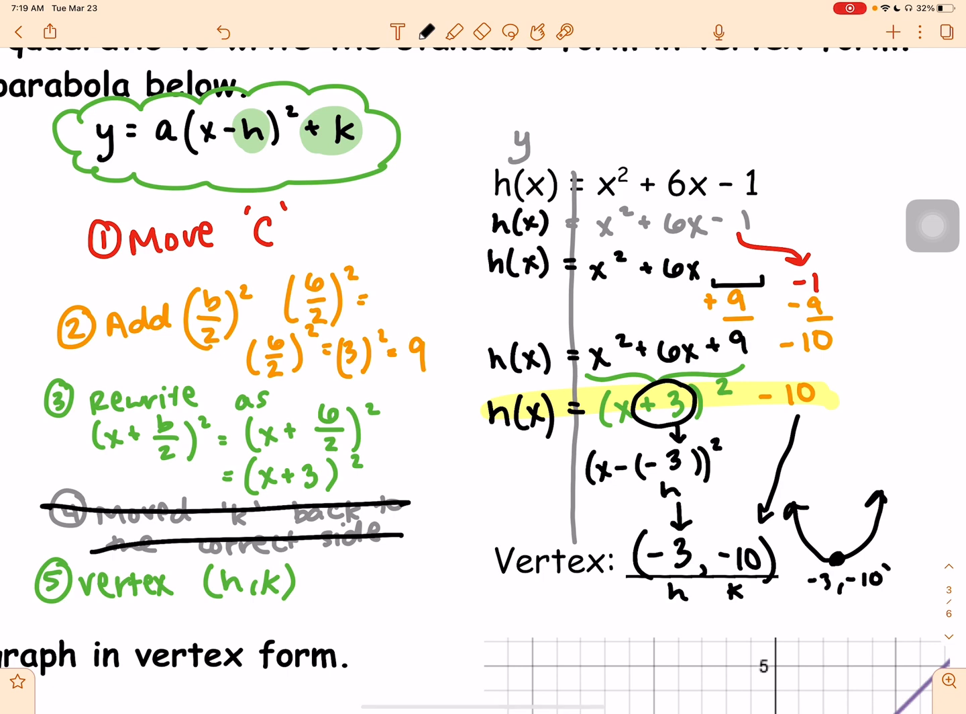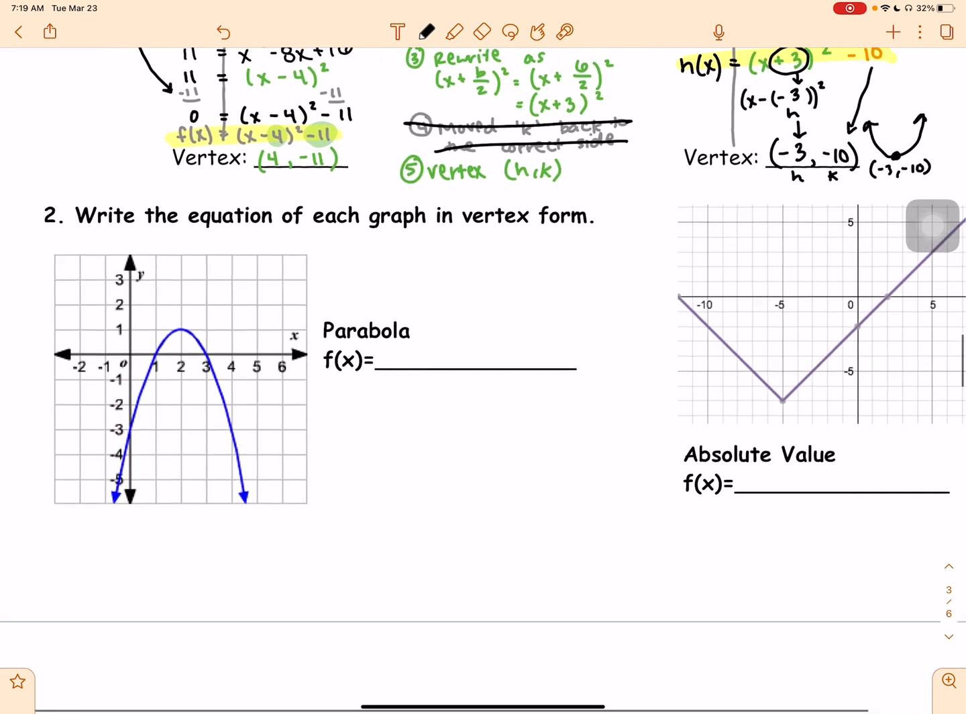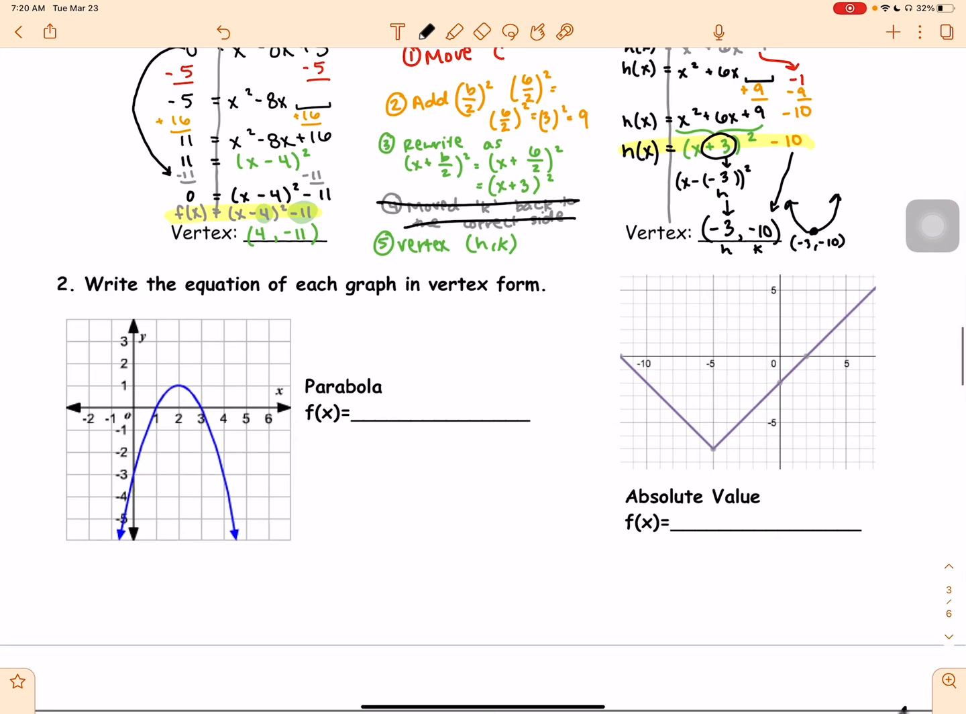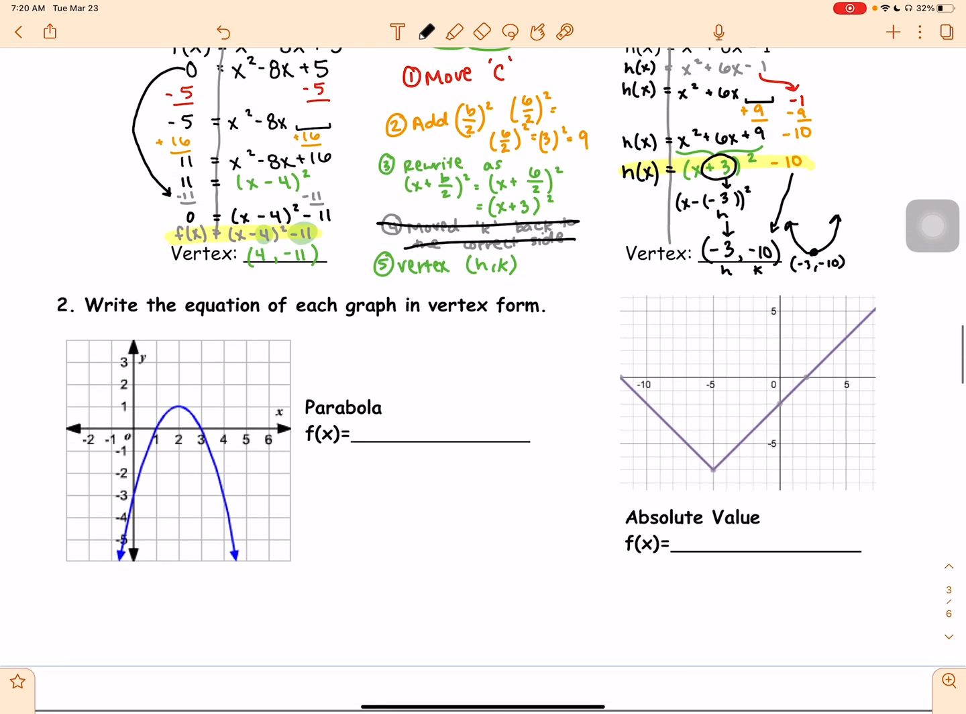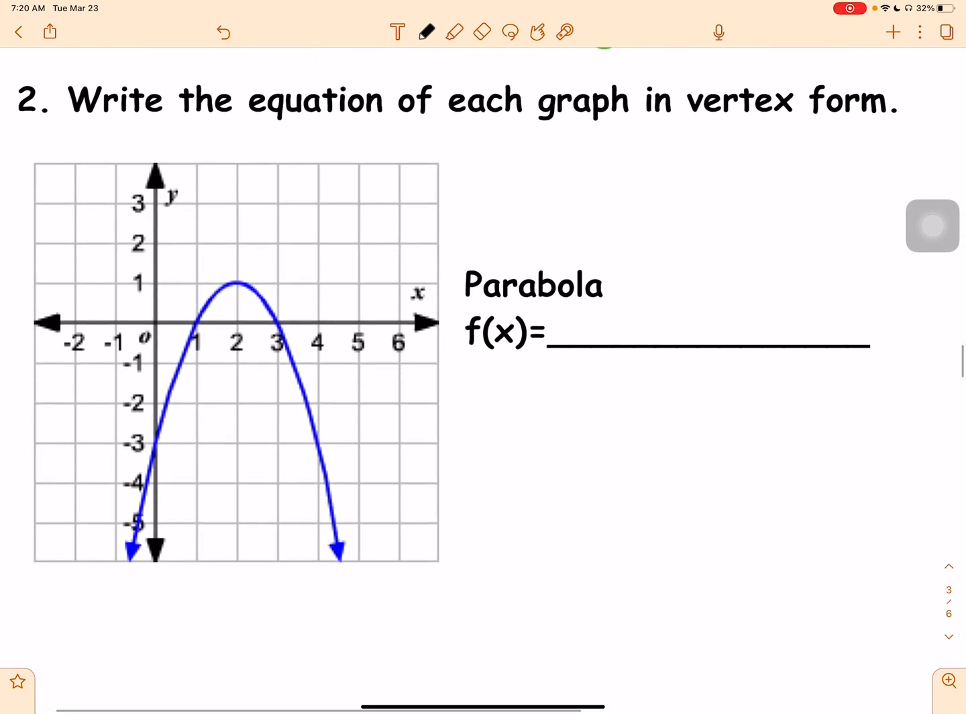Negative 3 comma negative 10. Okay? Alright, so let's go ahead and look at these other two examples, the last two on page 3. Okay, so here it says write the equation of each graph in vertex form. So first I want to jot down vertex form: f of x equals a times x minus h squared plus k.